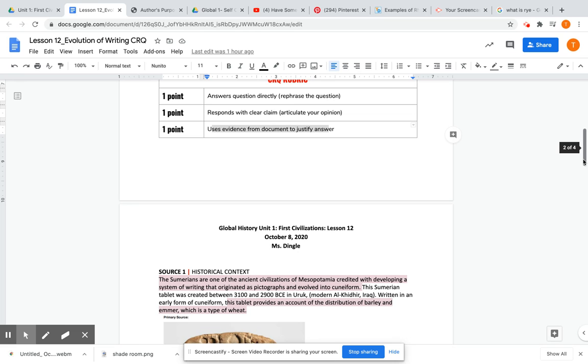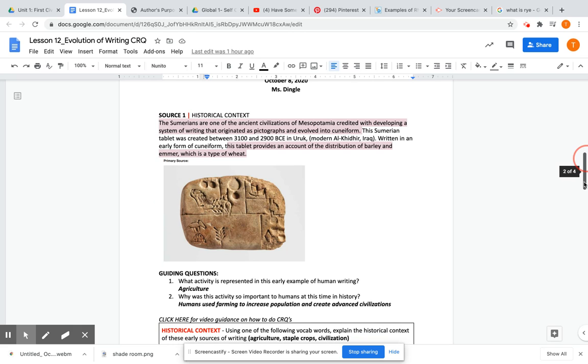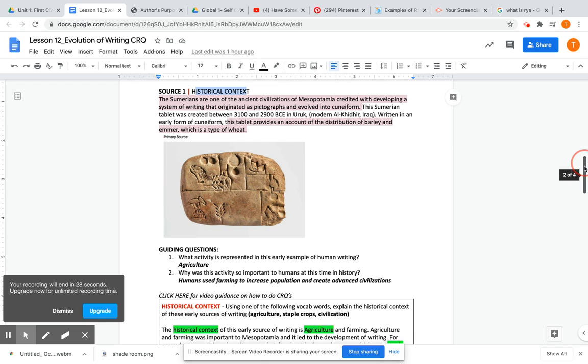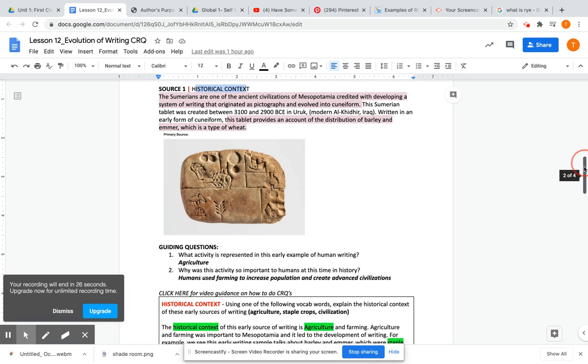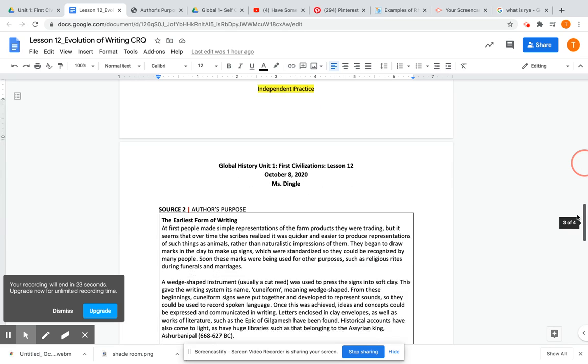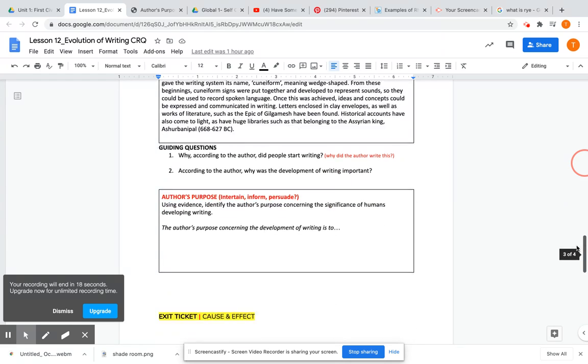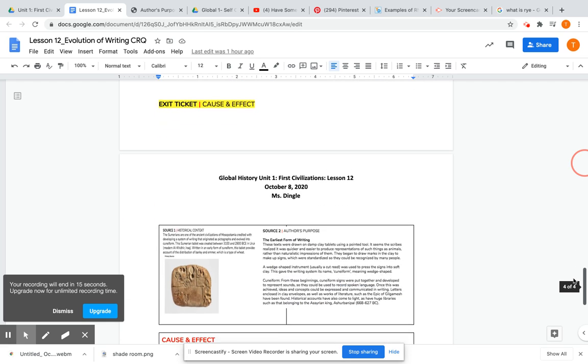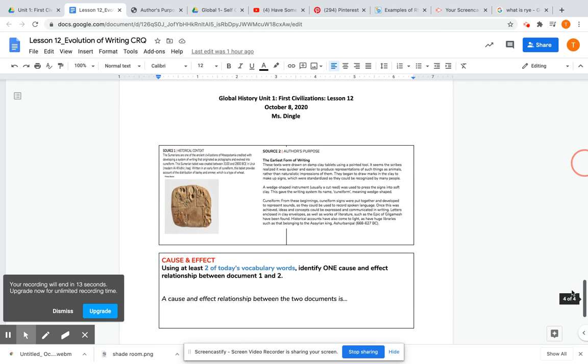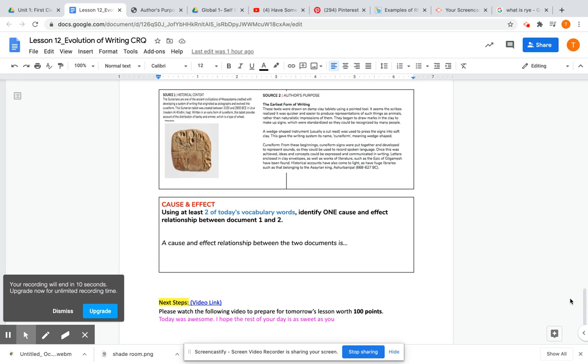All right. So after I go through that, I'm just going to demonstrate how a CRQ is done, and I'm going to tackle the historical context. You guys are going to tackle the author's purpose, and you're going to tackle cause and effect. All right. I will go more into detail on how to complete the CRQ in the guided practice video. All right. After you do your source 2 in your independent practice, you will go on to your exit ticket, and that's you looking at all 2 sources and explaining a relationship between the 2. So what is a cause and effect relationship?